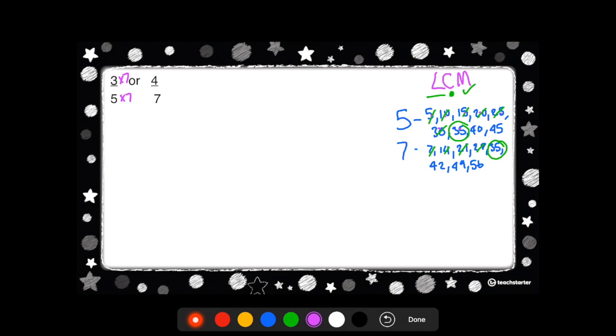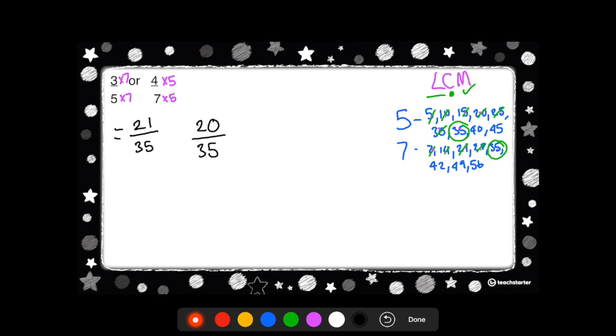And whatever I do to the bottom, I have to do to the top. And the 7 had to be multiplied 5 times. Again, whatever I do to the bottom, I do to the top. So now I'm keeping my fractions the same value, but I'm making them equivalent so I can compare them. So 3 times 7 is 21, and 5 times 7 was 35.